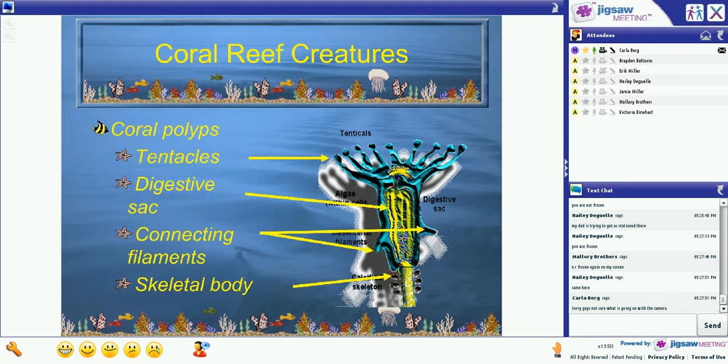So coral polyps have tentacles that stick up. These tentacles reach out to try to get food. They have a digestive sac. When the polyps get food, they digest it, they bring it somewhere, and they have a hard skeletal body.